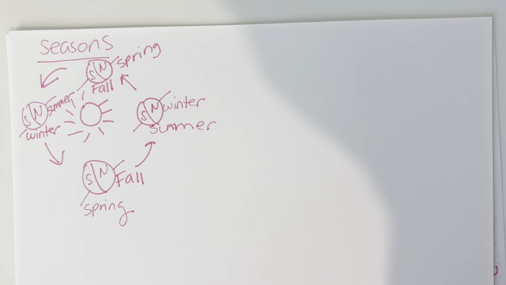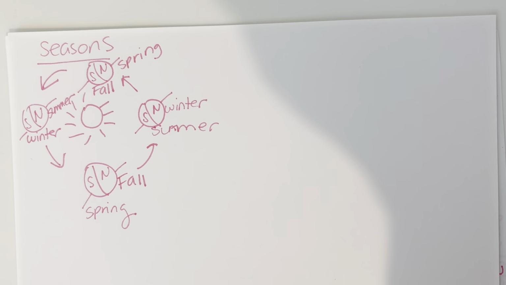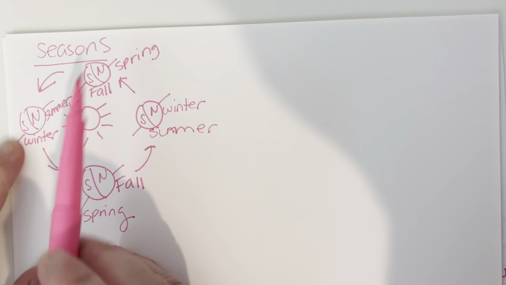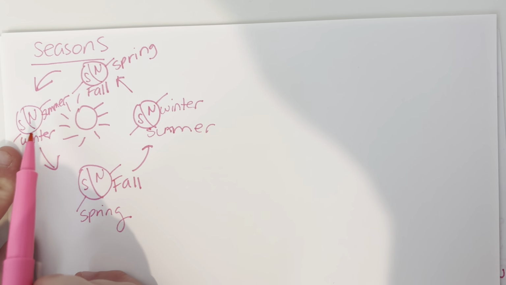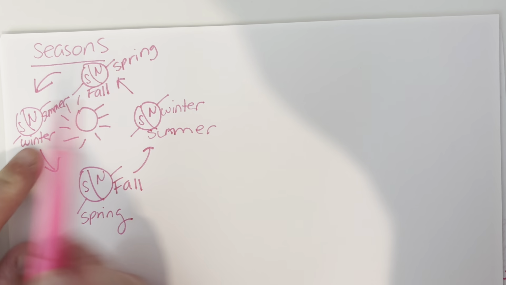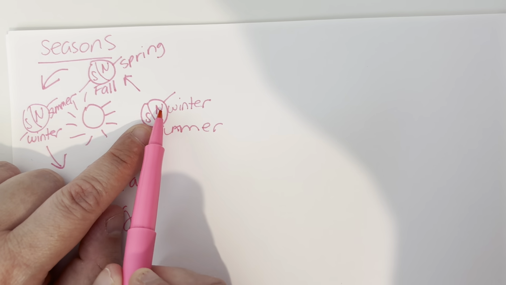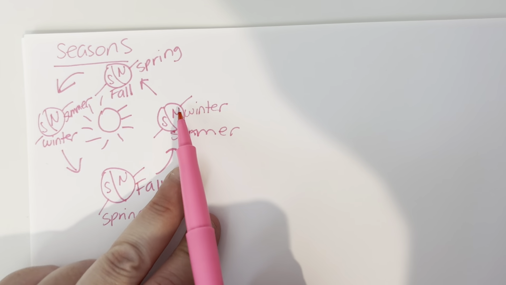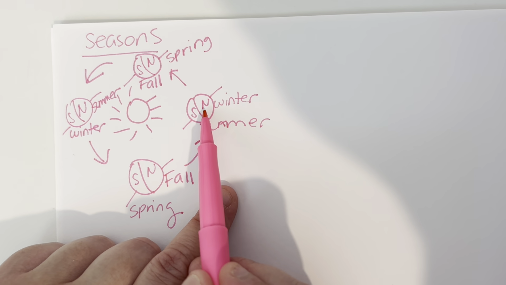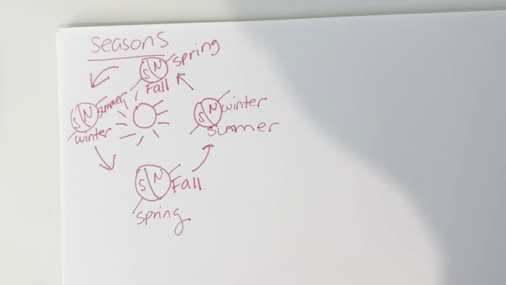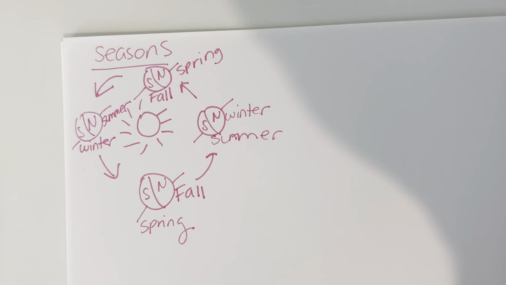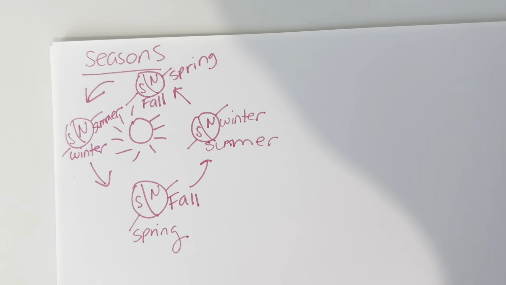Okay, so again, I always start with, in this case, the hemisphere that is tilting closer to the sun. So in this case would be the north. And then this one is tilting away from the sun. So it's receiving less sunlight. So in this case, this is winter. Okay, and then I go from there. All right, so that is seasons.